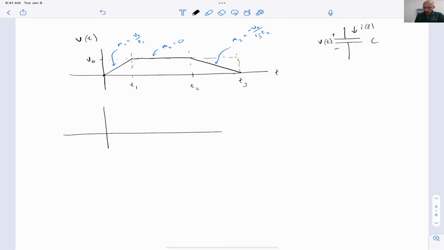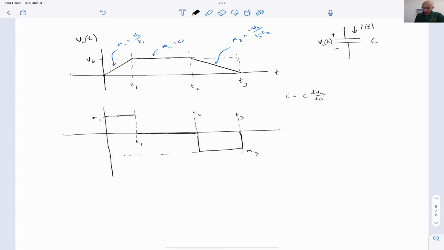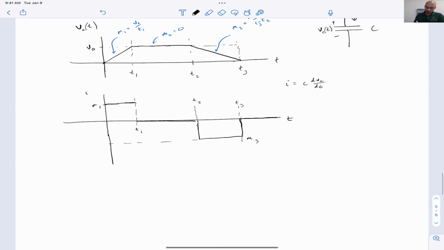Okay, so now we can get the current, and completeness dictates that I will call that V sub C. All right. So the current will start off at some value, constant, right? Constant slope. We'll go ahead and label this M1, 0, M3. And then after it's all over, nothing, right? Okay, this is our current.